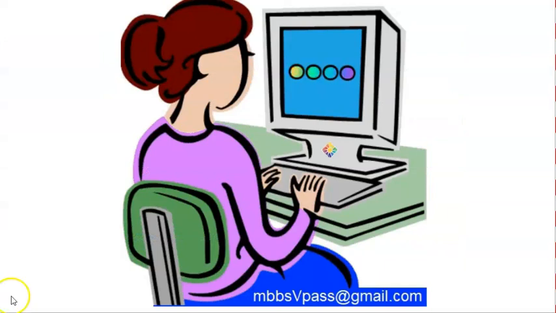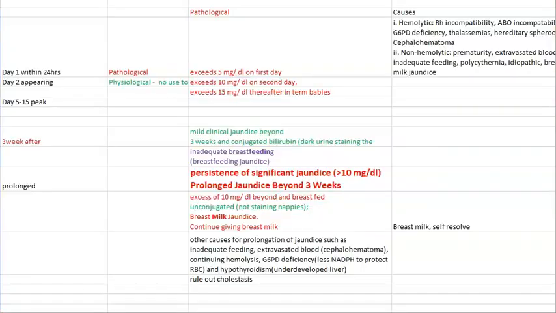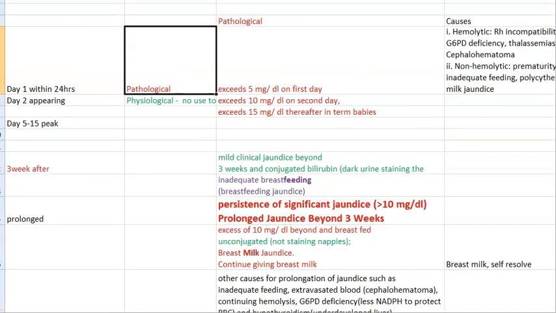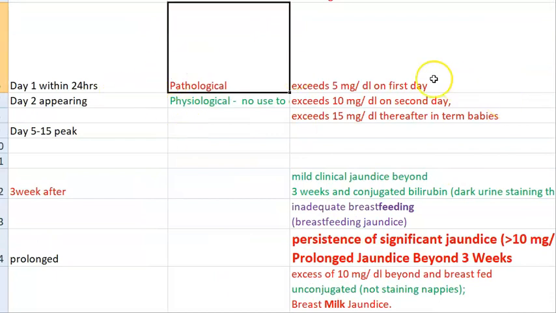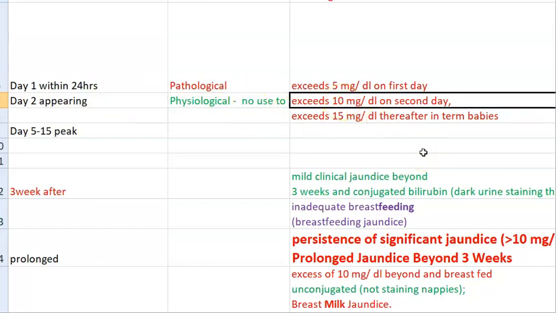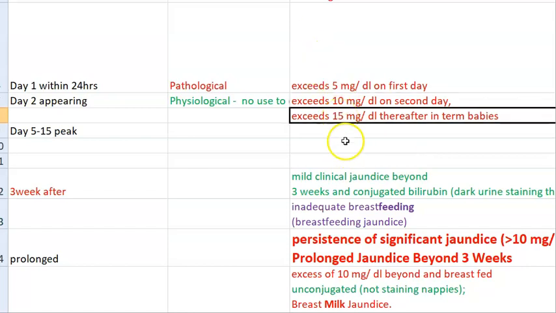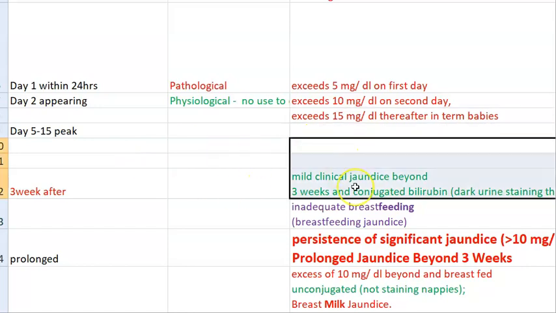Okay. Just look at the entire neonatal jaundice here. On day 1, if there is jaundice, it can be pathological, like we have written here. Are you able to see? On day 2, if it is appearing, then it can be physiological. But if it is exceeding 10 mg per deciliter on the second day, it can be pathological. Day 3 onwards, if it is greater than 15 mg per deciliter, it is pathological. There can be some mild clinical jaundice, it is fine.